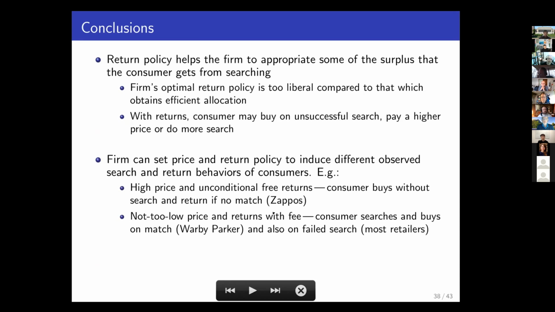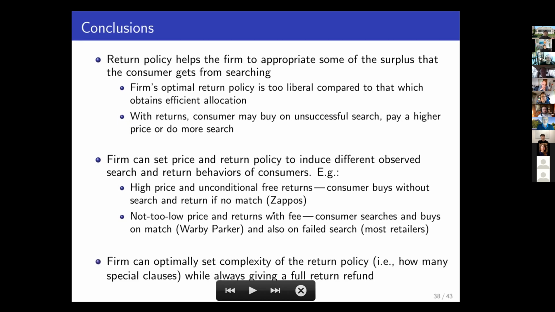We got the Dollar General case of no returns whatsoever and without search. So no search and no returns. And finally, one result I just talked about, that the firm can optimally set the complexity of the return policy. That is, how many of these special clauses should be included, such that you always give a full return refund. So you can make the policy more and more complicated, but keep the return refund 0, and that turns out to be optimal for the firm in this model.